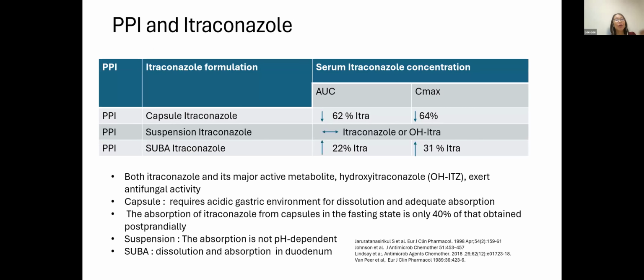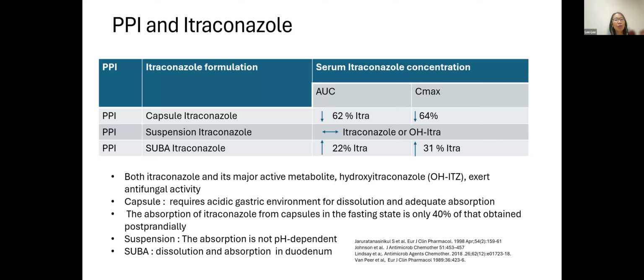PPI and itraconazole: as we know, the capsule formulation of itraconazole requires an acidic environment to enhance absorption. So with co-administration of PPI and itraconazole, the PPI will increase the gastric pH, therefore reducing the absorption of capsule itraconazole significantly. Therefore, it's not recommended to co-administer PPI with the capsule formulation of itraconazole. So if the patient really needs PPI, you may have to consider opting for another type of azole or antifungal treatment.